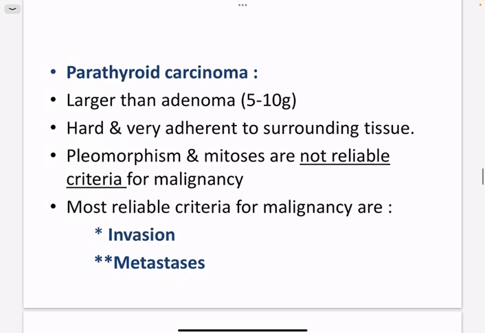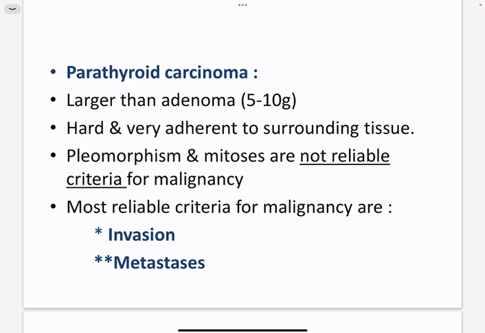The parathyroid carcinoma is very rare. How do I distinguish it from the adenoma? Usually there is invasion into the surrounding structures, going outside the parathyroid gland and into, for example, the thyroid tissue. It has very minimal atypia, or it metastasizes to other sites like the bone or the lymph nodes. Usually it's larger than an adenoma, 5 to 10 grams, hard and very adherent to the surrounding tissue, with invasion into it. So the parathyroid gland is grasped together with the surrounding tissue.